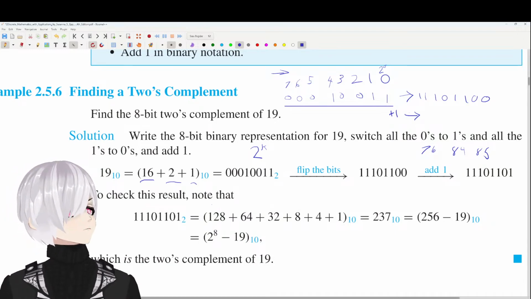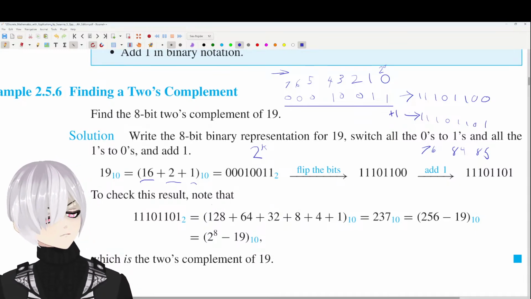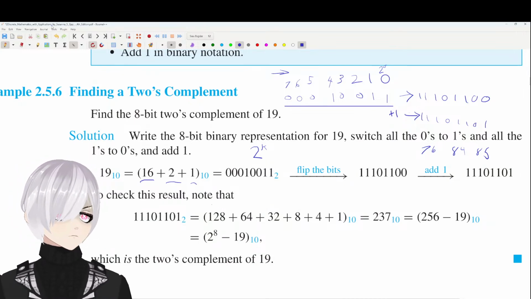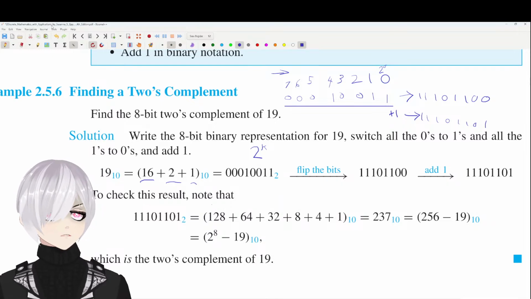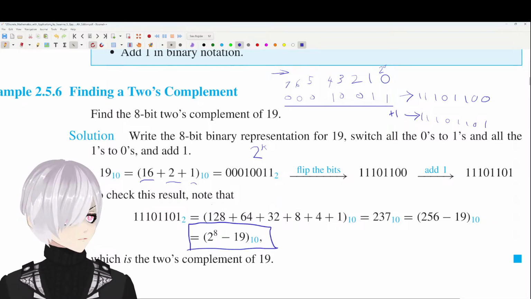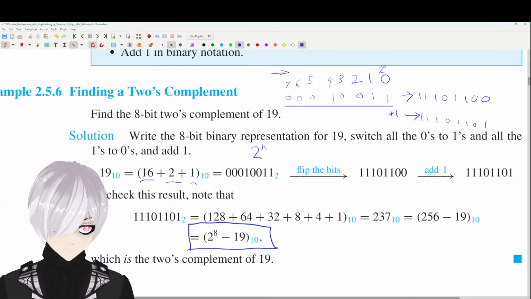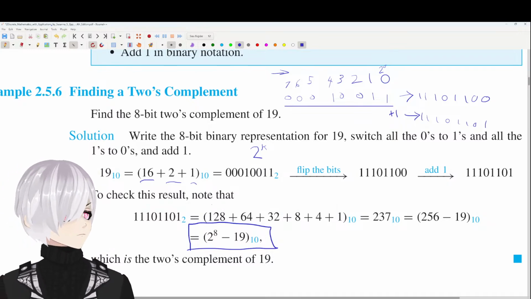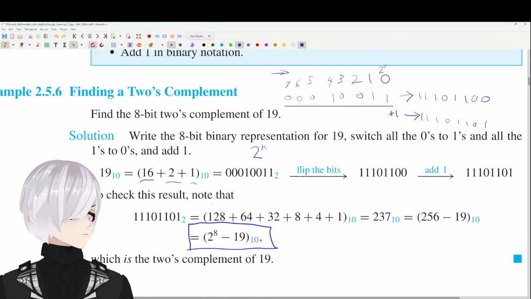So adding one, that's like one in the 8-bit binary representation would be just like 7 zeros followed by one. And the answer they arrived with is this. And then they just double check to make sure, and that does turn out to be right. I see, I see.